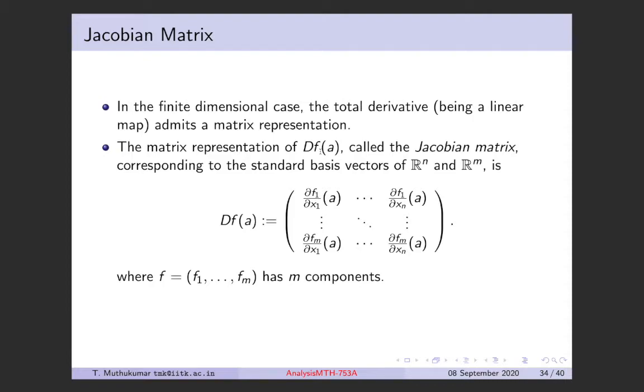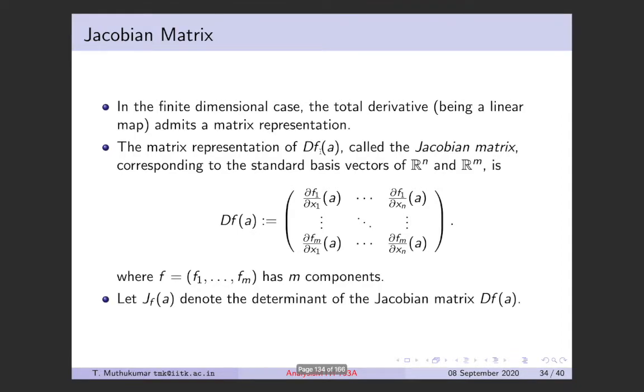Okay, and this is what is called the Jacobian matrix. The determinant of the Jacobian matrix is denoted by the symbol Jf of A. Whenever you do a change of variable and so on, the determinant of the Jacobian matrix has to be taken care of, right? So the determinant of the Jacobian matrix is Jf of A.